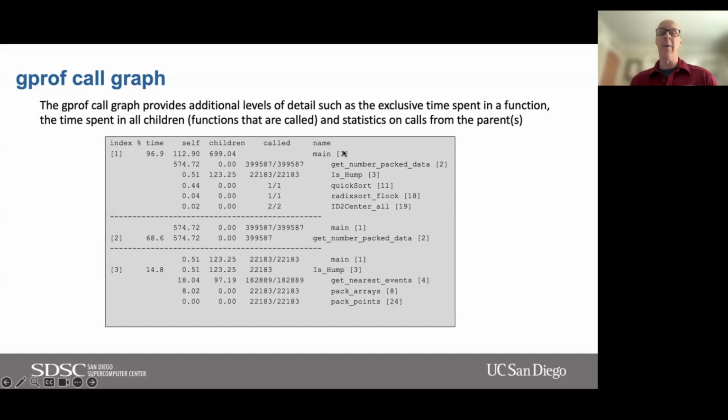So we could see here, starting off, that routine main accounts for 96.9% of the time. And that is a combination of the time actually spent in main and all of the routines that it calls. So you'll notice that it's broken up into self and children. Self is the actual time spent in main. Children is the time spent in the routines called by main. And no surprise here, we could see that the routine get number packed data, which is called about 399,000 times from main, accounts for most of the time, and so on and so on.